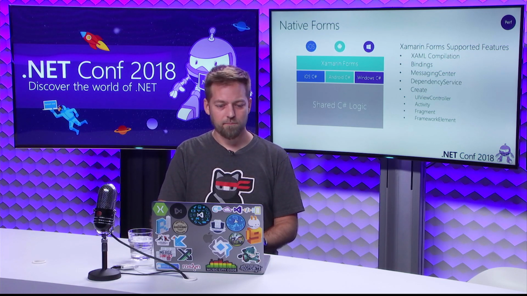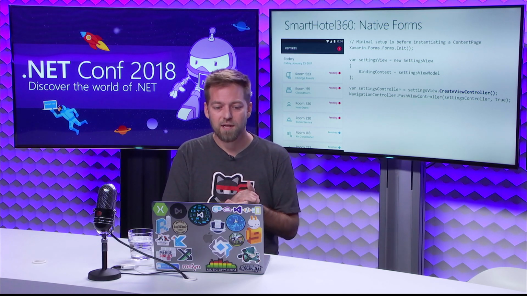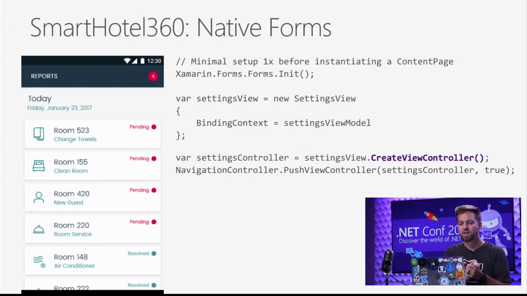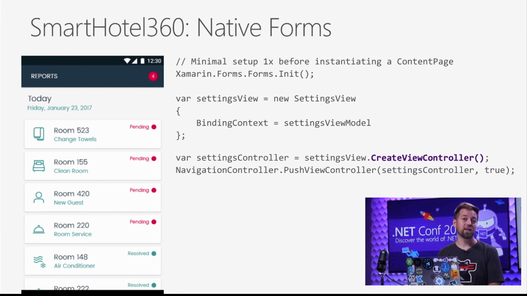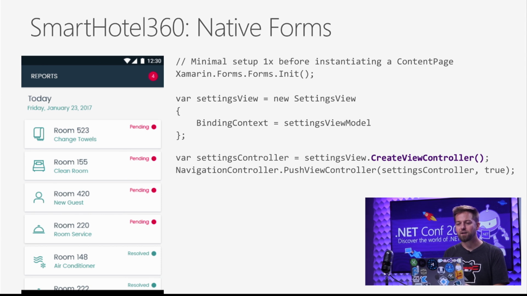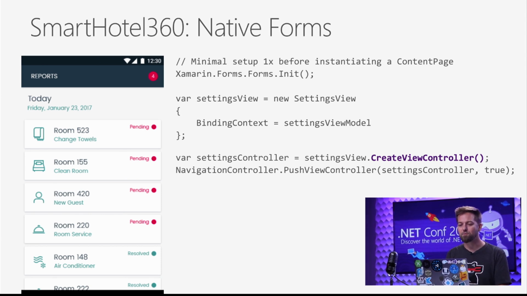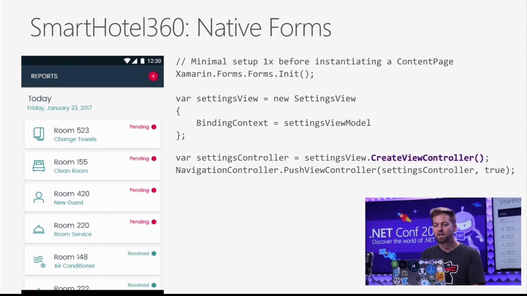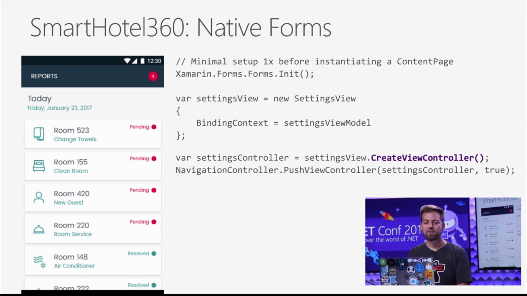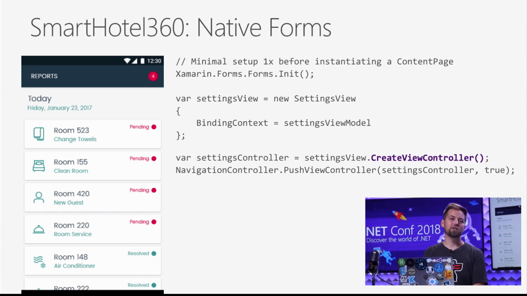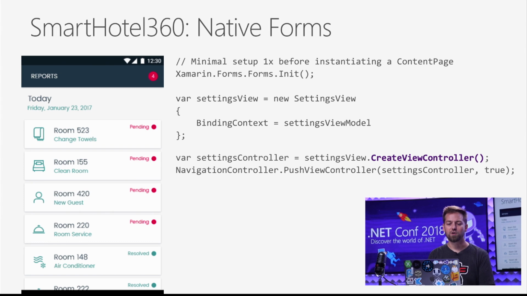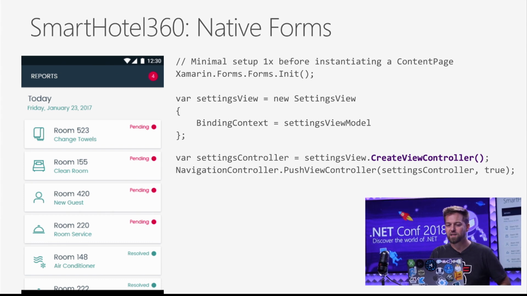So, yep, here's a quick example. If you go look at the Smart Hotel 360 repository up on GitHub and check out the maintenance application, I believe is what this is called. Really all you need to do is initialize Xamarin Forms one time before you try to get that content page. And then in this particular example, I'm setting up a view model. So again, all my bindings work. And then I'm calling create view controller off of that content page. That hands me my UI view controller, and I can push that onto my navigation stack just like I push a normal UI view controller when I'm doing iOS development.